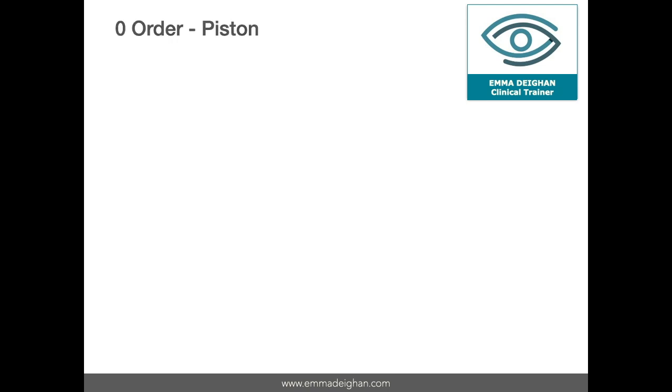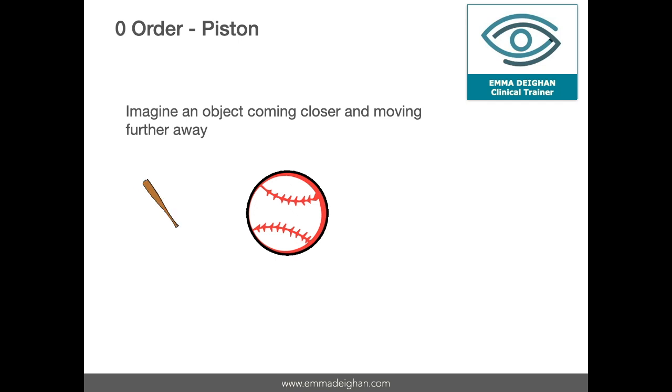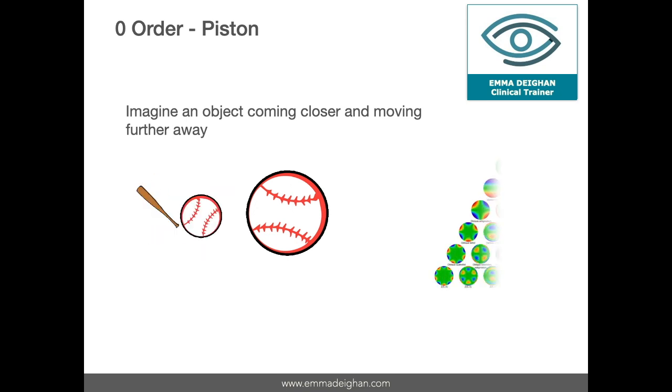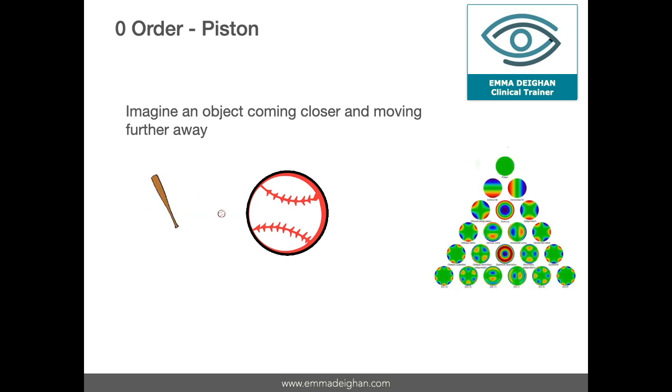So if we start at the top of the pyramid, the zero order is piston. If you imagine an object coming closer or moving further away from you, it will get larger or smaller. And that's what piston is. It's describing the position of the optic in space, and it is right at the top of the pile.